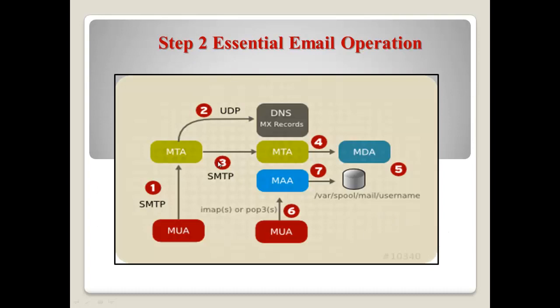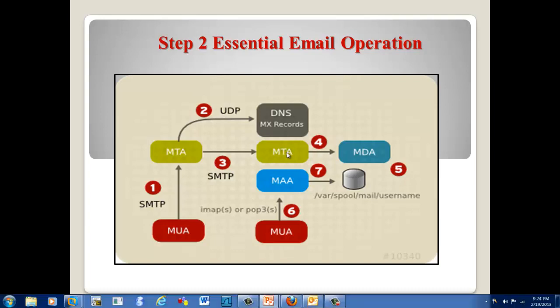Okay, this is email operations. So the MUA user will use this program to send and receive email. The MUA sends email to the MTA through the SMTP protocol. The MTA at first will check the DNS to find the destination mail server. If the MTA is successful in finding the destination MTA, then it will deliver this email to the destination MTA. And the destination MTA, like an SMTP server, receives the email, then tries to save this email to the user's home directory. In this case, normally the MDA operates to deliver this email to the user's mail directory.